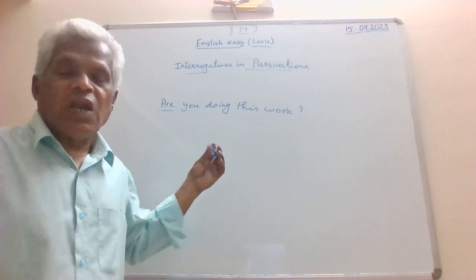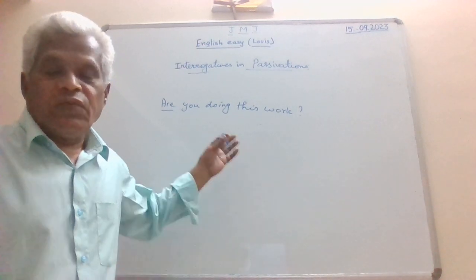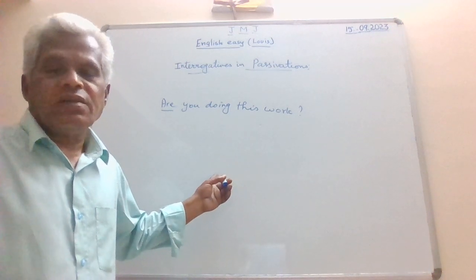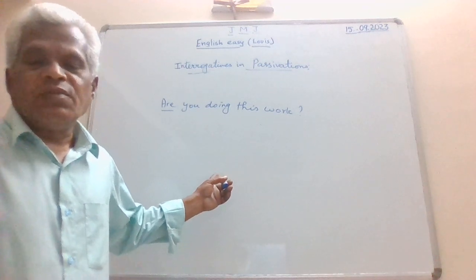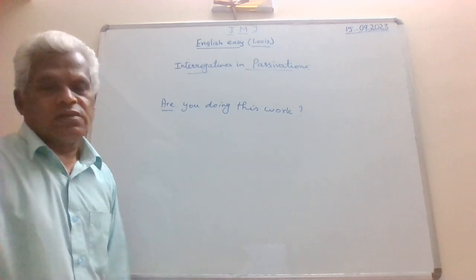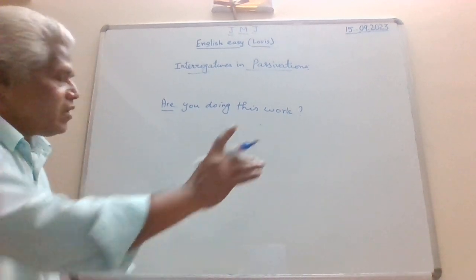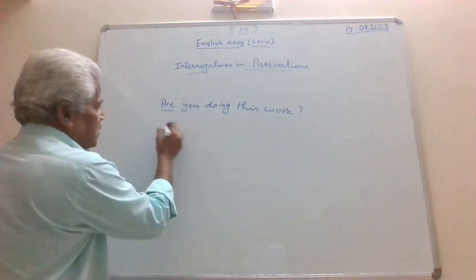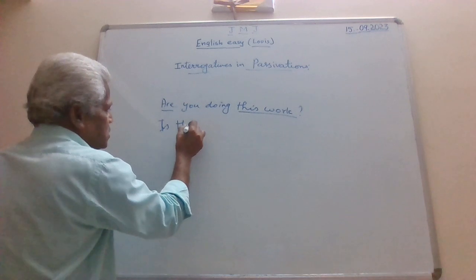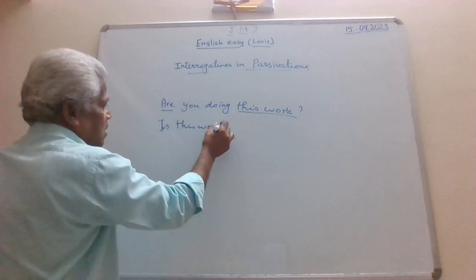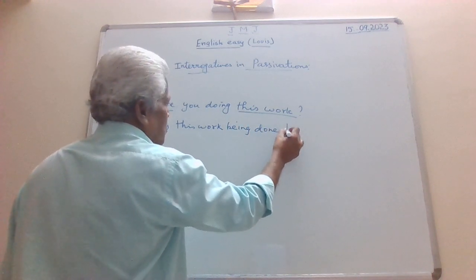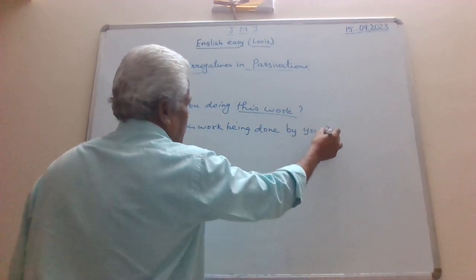So therefore, in order to keep the interrogation, how will we begin here? Are is only for the second person we use. But here, are you doing this work? Then how do you write this here? Is your subject this work being done by you?